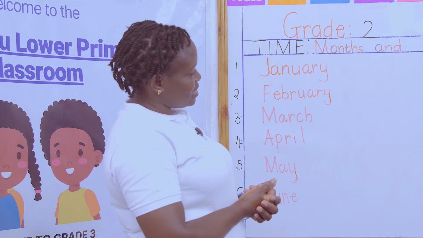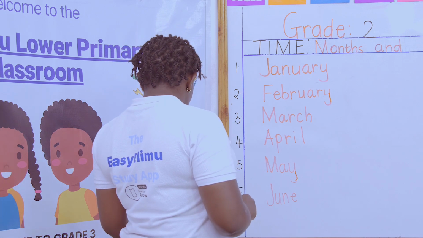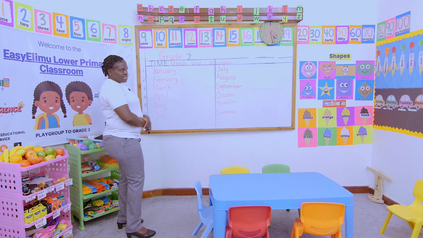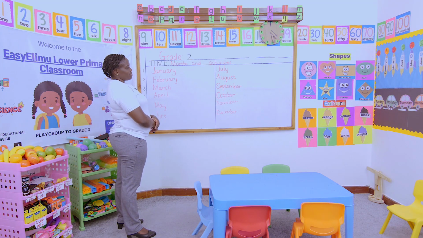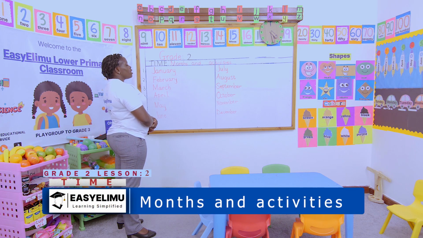Months and activities. Now, look at the months of the year. Each month of the year has its own activity. What happens in January? Let's start with the school activities. In January, that is when we open school. So the school calendar is divided into how many?